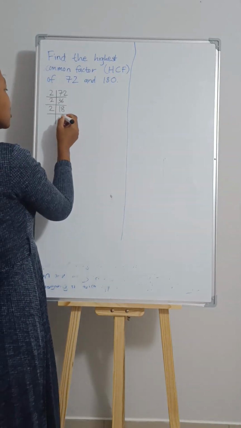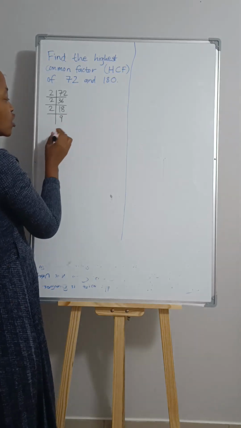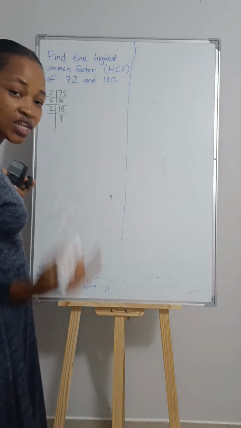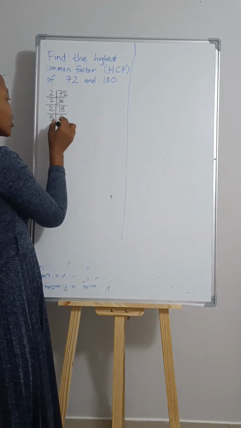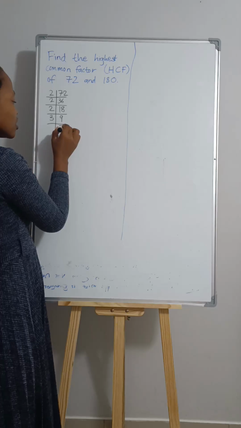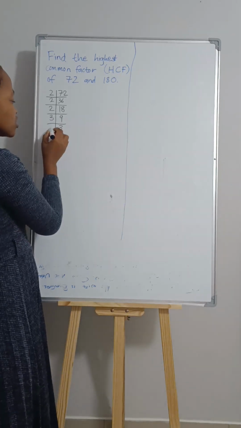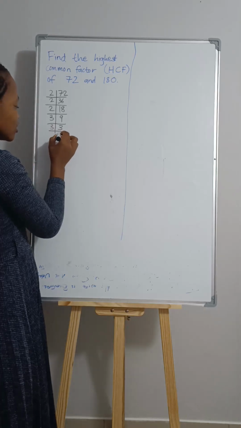So 2 into 18, that's 9. Can 2 go into 9? No. So we move on to the next prime number, which is 3, right? So you say, okay, 3 into 9, how many times? That is 3 times. So now you still divide the 3 by 3 again, and that gives you 1.